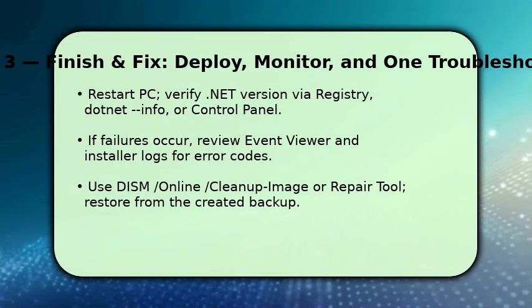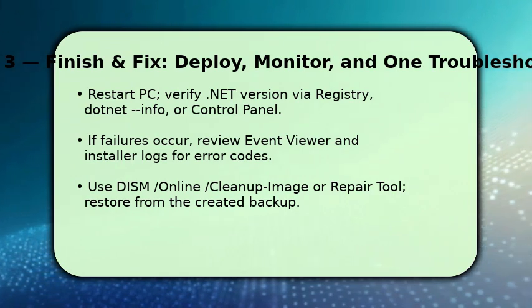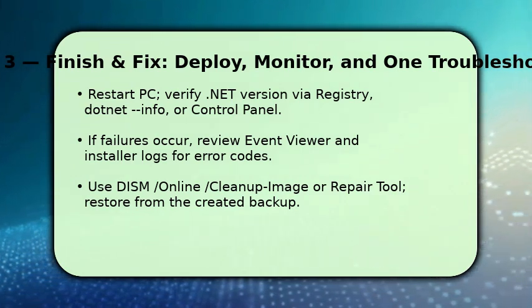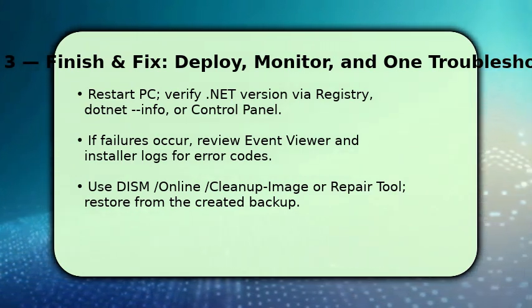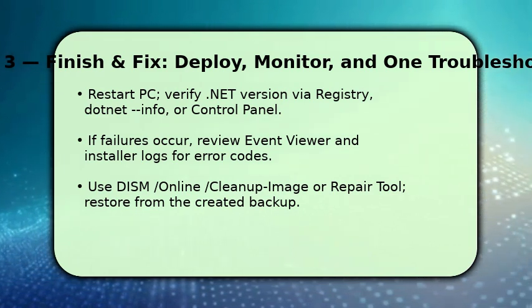You finish by restarting the machine and verifying installation with .NET Info or by checking Control Panel and the registry keys. This confirms runtime availability to applications. Once confirmed, test a dependent app to ensure binding works as expected.